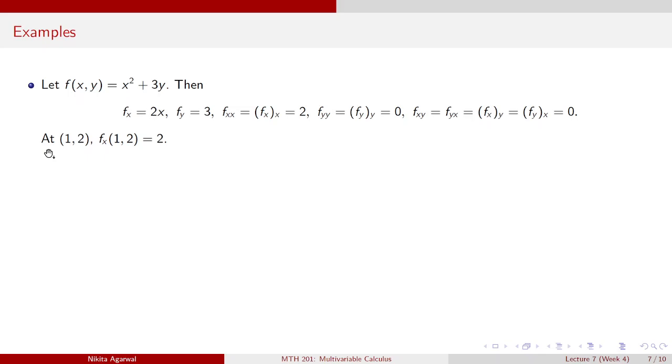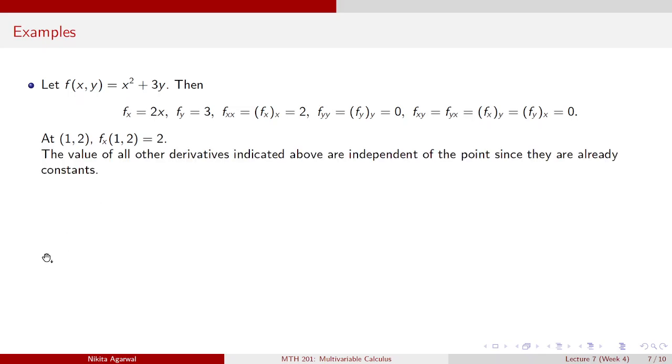Now, if you evaluate at the point 1 comma 2, then fx at 1 comma 2 is calculated by looking at fx and putting x equal to 1 and y equal to 2. There is no y, so it doesn't matter, you just get 2. And the values of all other derivatives indicated above are independent of the point since they are already constant. So we don't even have to consider them. At all the points they are what they are.